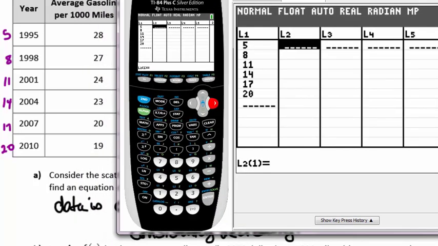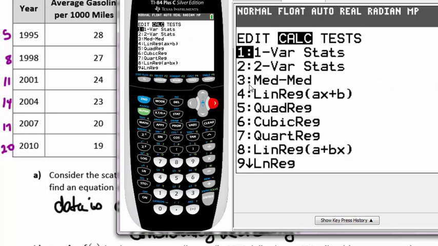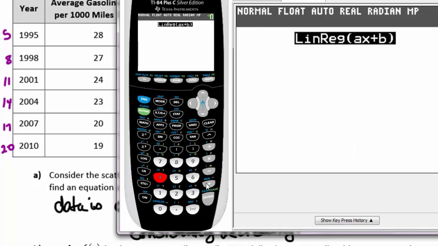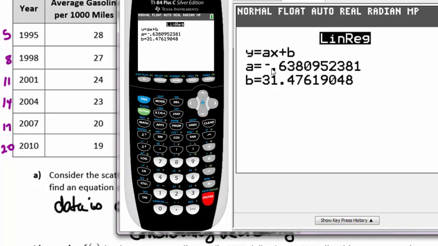Also plug in the y values in list 2. And once your data is all in the calculator, you're going to do your regression by clicking on Stat, going over to Calculate, and selecting option 4 to do linear regression. List 1, list 2 are where you need your data to be, so just go down to Calculate and hit Enter. Alright, the A value is the slope in this case, the B value is the intercept, so we'll write these down.